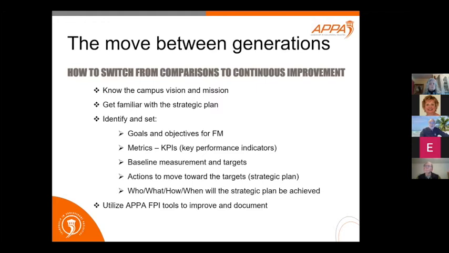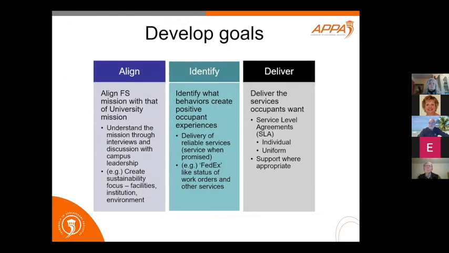But overall, you need to know who's going to help you get there, what are you going to measure, how are you going to do it, and when is it going to be accomplished? Everybody has a responsibility to execute the strategic plan. And APPA's FPI tools will help you achieve that and help you document how you are actually succeeding at your strategic plan. So let's look at it in a little bit more detail.